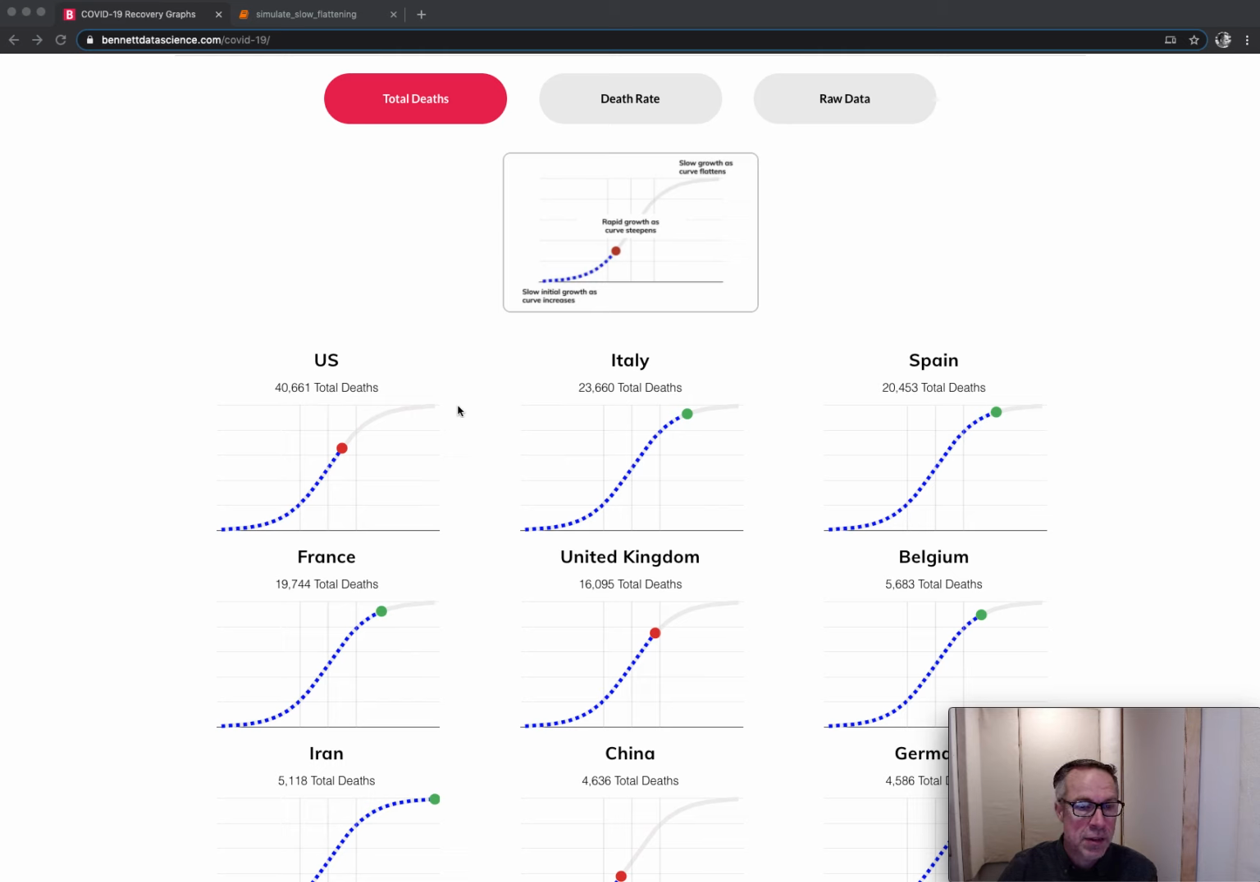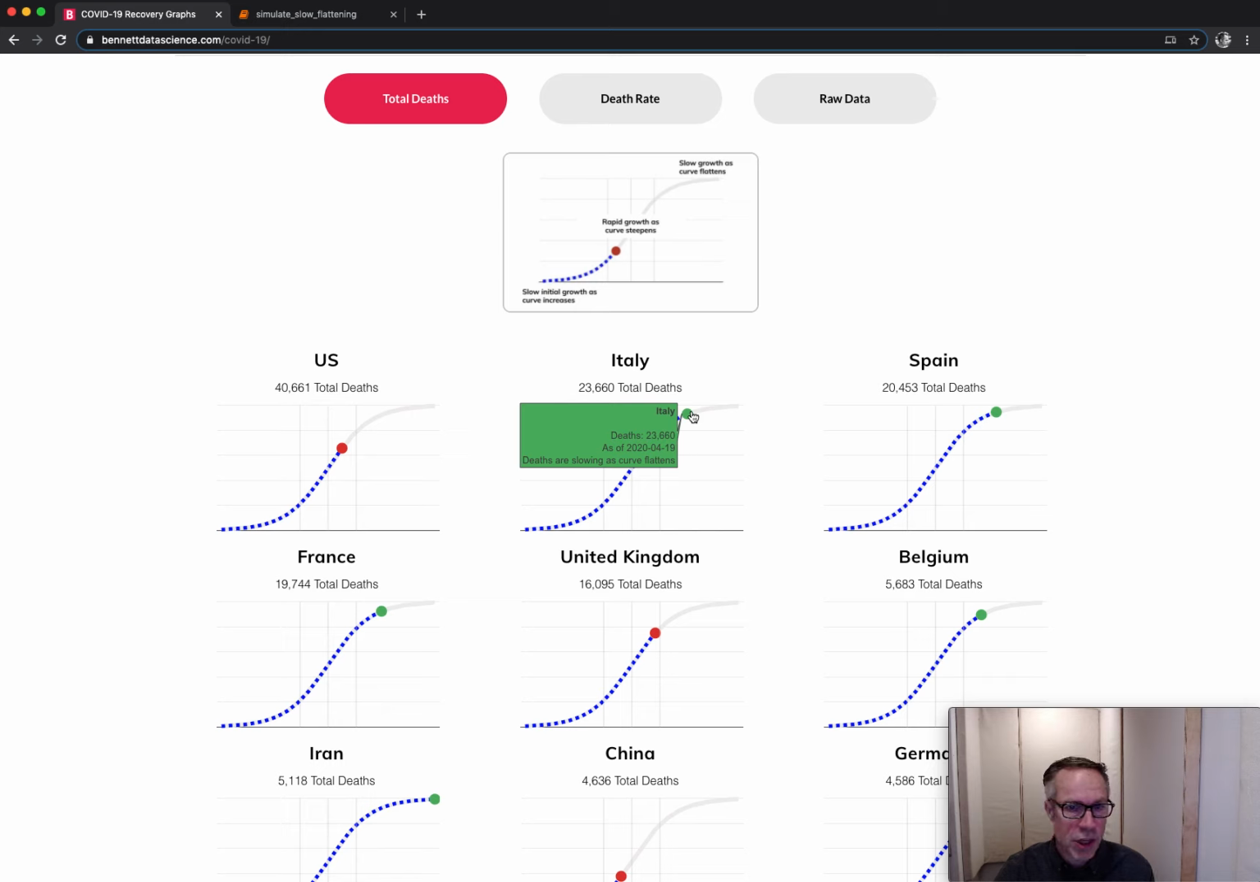So the United States is still in this rapid growth phase with over 40,000 deaths today. The data is current as of Sunday, April 19th. We see that Italy, and we've heard this in the news, has gone past this rapid growth phase and is starting to level off. If I mouse over, I can see the number of deaths, which is also up in the title. As of the latest date, the data was received.